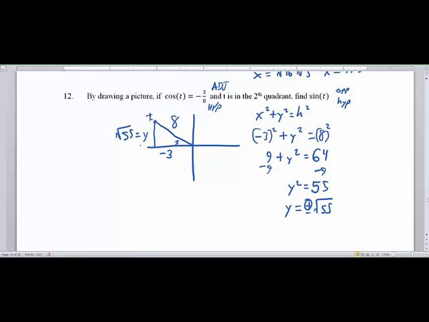Please don't turn these into decimals, because we're looking for the exact value, and the exact value is this irrational number. In fact, it's the irrational number divided by the hypotenuse, so the square root of 55 divided by 8. That is our answer for problem number 12.